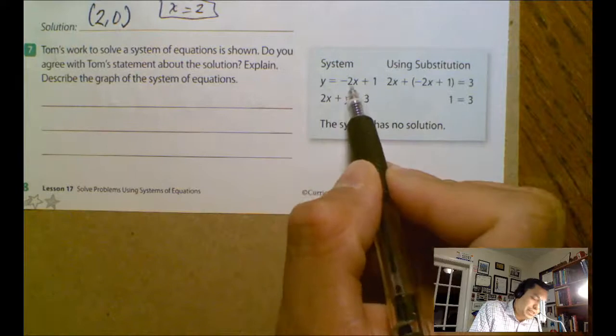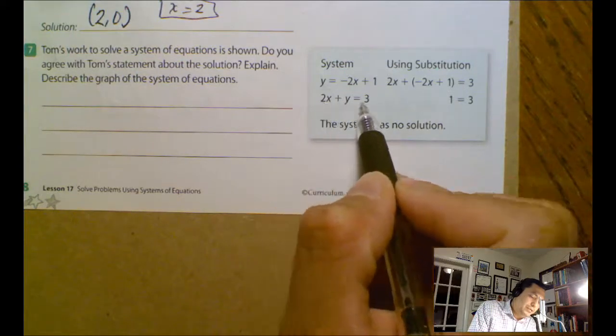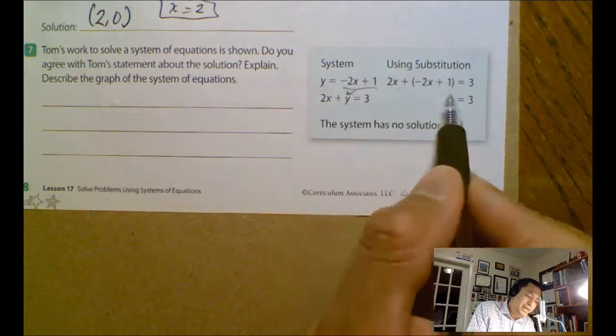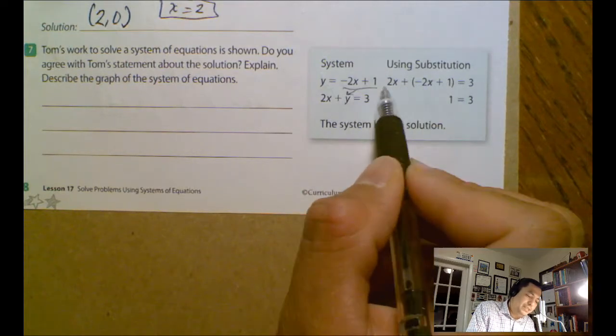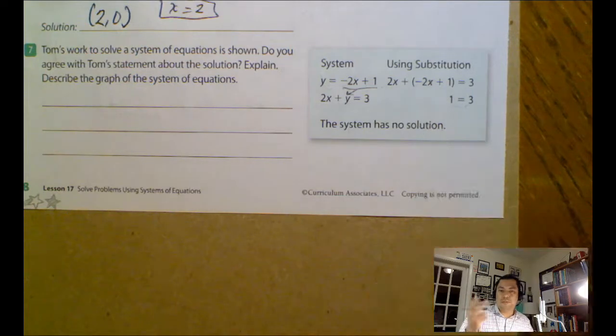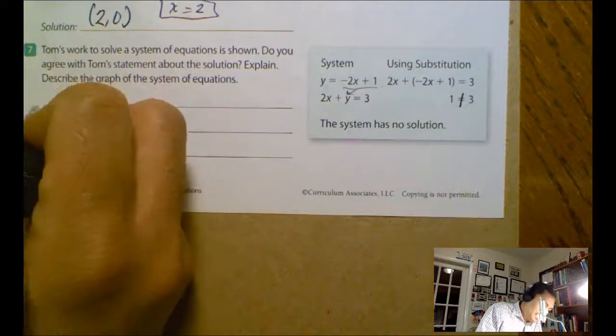So he had y equals negative 2x plus 1, and 2x plus 1. Then he made the substitution. So he took this one and put it here. And then he simplified. This is 0. 1 equals 3. The system has no solutions. That's not true. So in this case, yes, I agree.